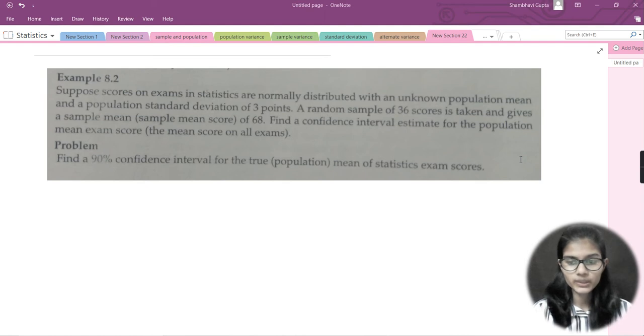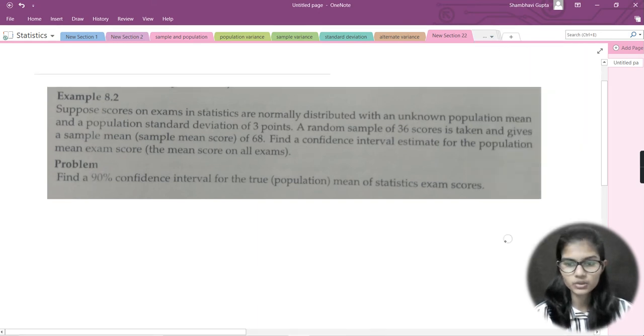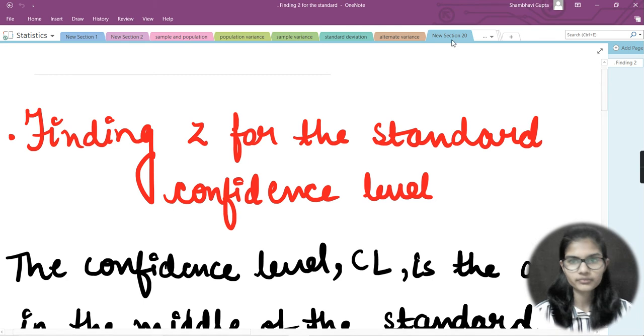So in the previous video, we had seen the whole procedure for finding the confidence interval, right? Now today we'll be seeing an example of how to solve for the confidence interval. Before that question, let me quickly take you to the previous slide, where I can show you how to find a confidence interval.